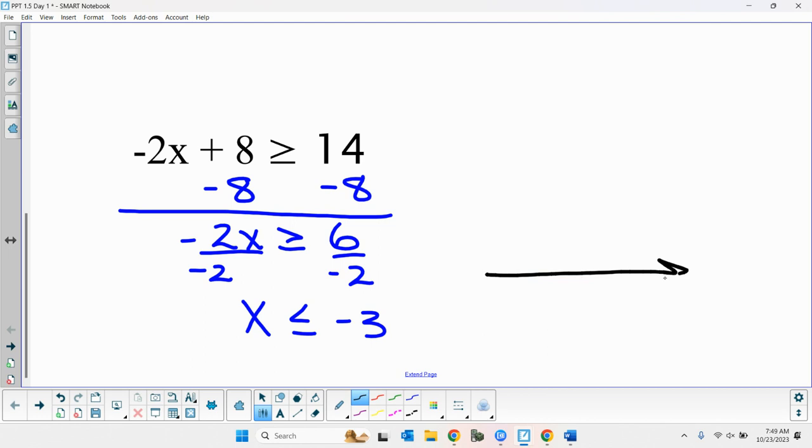So on our graph, put negative 3 here. So negative 4 would be here, and negative 2 would be here. All right, again, since it's got the equal to, it's a solid dot, and less than would be to the left, towards the smaller. This is saying all the numbers less than or equal to negative 3. So the ones to the left of negative 3 are the ones that are less than it.